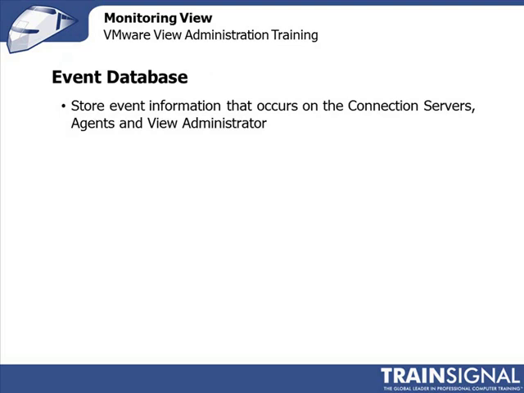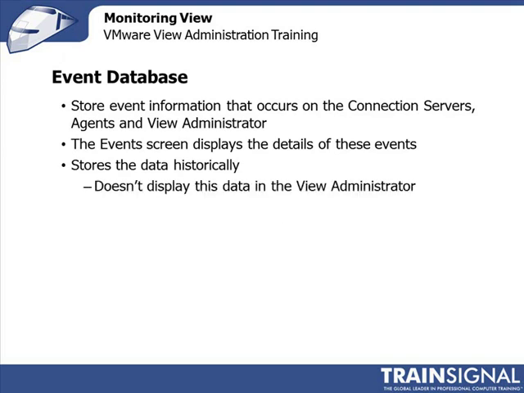The event database. Its purpose is to store event information that occurs on the connection servers, the View agents, and the View Administrator console. Within your View Administrator console, there's an events view that allows you to view the events that are stored in this database. It also stores data historically, but this historical data isn't displayed within the View Administrator, even though it is stored in the database. In order to access this information, you must use some sort of database querying tool, which could be native database querying tools or any other programming interface that can run a query against the database.